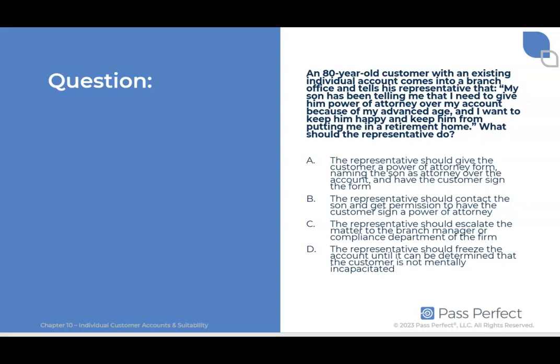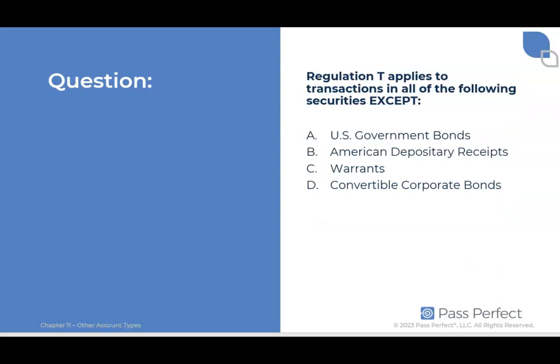Okay, now we got next here. That was on this chapter. Our next chapter here is Regulation T. Regulation T applies to a transaction in all the following securities except A, U.S. government bonds, B, American depository receipts, C, warrants, D, convertible corporate bonds.